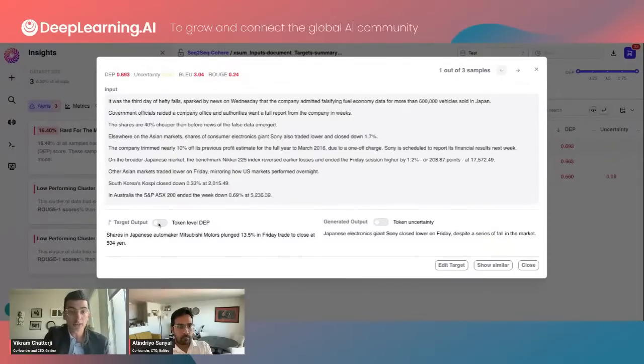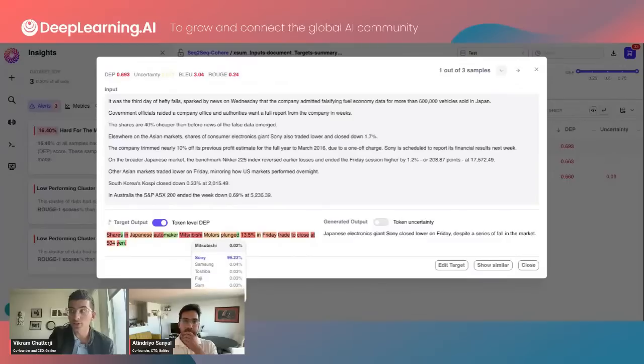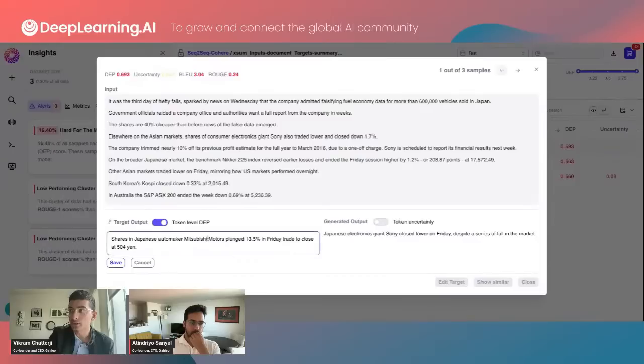Now, you can use the token-level DEP score to see exactly which words the model was having a hard time with. When I turn this on, you can see that the model was having a hard time on words like automaker, Mitsubishi, and the number 13.5%. The model also tells you about the other tokens it was considering. When you hover on Mitsubishi, it tells you that it probably should have been Sony instead. So it's almost like an expert telling you how to fix things. And so I can quickly go and edit this target in Galileo and change it to say Sony. And I could do this.